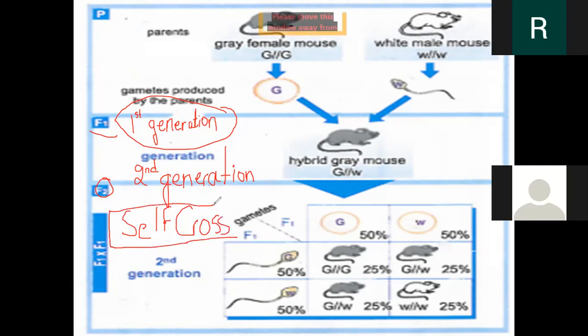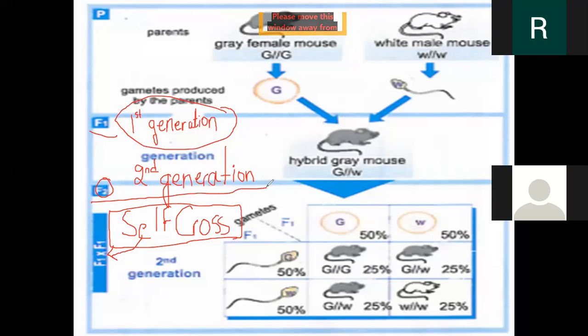So this one occurs in animals, doesn't occur in humans. So this one is called self cross. F1 cross with F1. So this self cross, F1 with F1, leads to the formation of the second generation, which is called F2. So F1 crossed with F1.